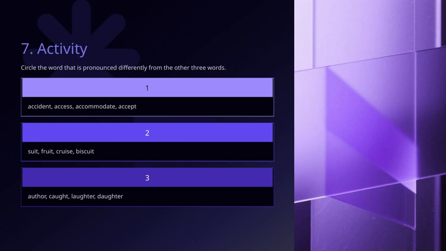This activity helps us understand pronunciation variations, which is essential for improving both our listening and speaking skills. Remember, the key is to listen carefully and identify the odd one out based on pronunciation, not spelling. Let's give it a try.